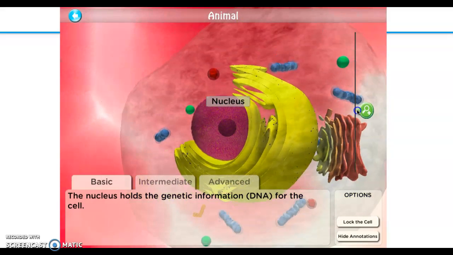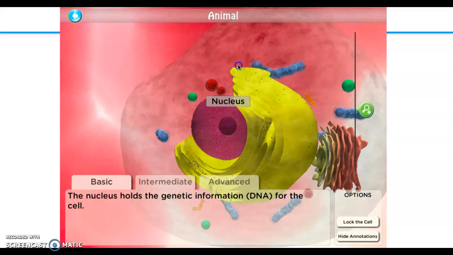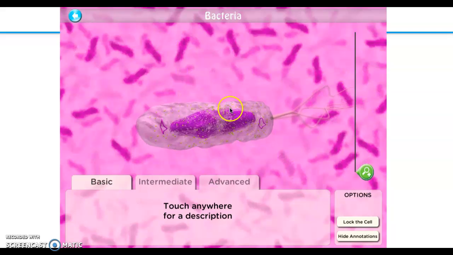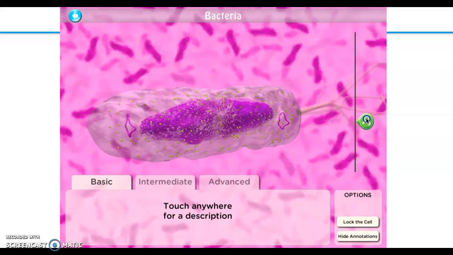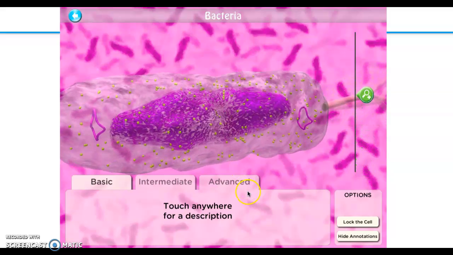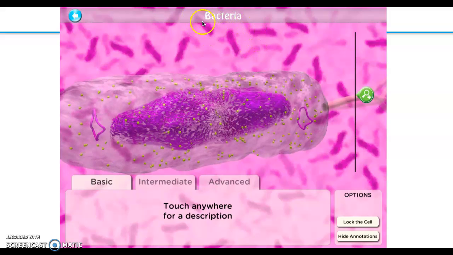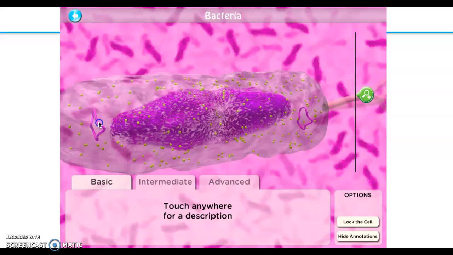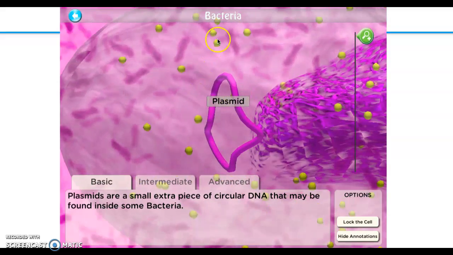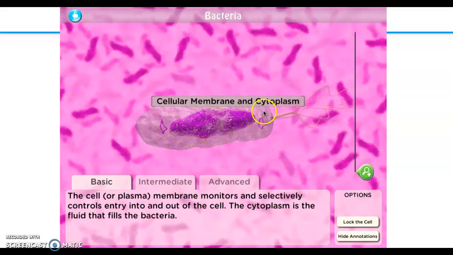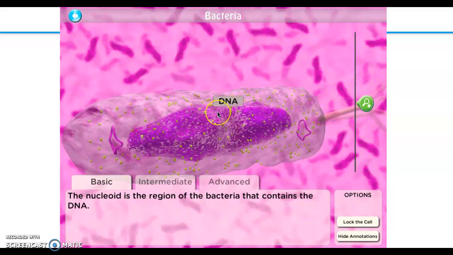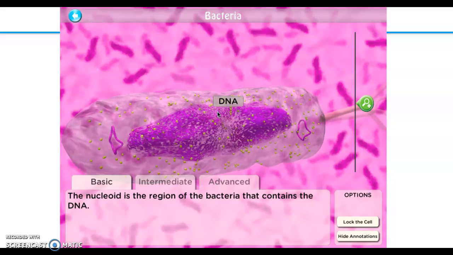When you guys are using this app, I really want you to be able to compare all the structures you see in an animal cell versus, let's say, a bacterial cell. Now remember, we defined a eukaryotic organism as something that has a nucleus. Therefore, bacterial cells are prokaryotic cells, organisms that don't have a nucleus. Go ahead and click on the structures in here. That's a plasmid, cellular membrane. Click on this large pink structure. That's our DNA.